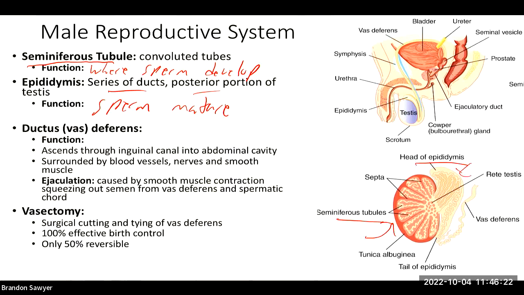And then the vas deferens, the function there is to connect the testes to the urethra. We see the vas deferens here, connecting that whole tubular system up to the urethra. The vas deferens is surrounded by blood vessels, nerves, as well as smooth muscle. During ejaculation, that smooth muscle contracts and moves the semen, mostly the sperm at that point, from the vas deferens up into the spermatic cord.